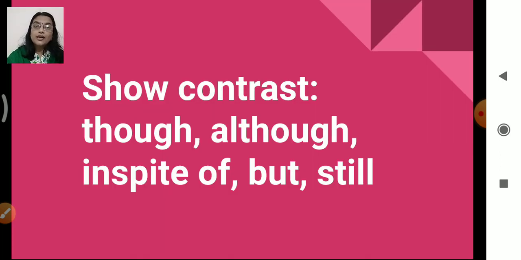So, what is shown here? Contrast of action. So, which are the other conjunctions which we can use for contrast? They are though, although, in spite of, but, still. Right? These conjunctions show contrast.